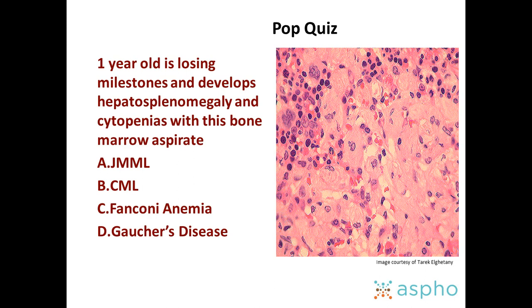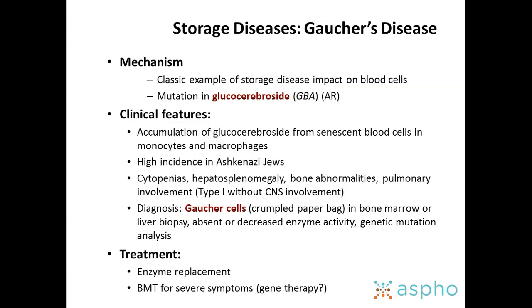So new pop quiz. So you've got this 1-year-old who's losing milestones, develops hepatosplenomegaly and cytopenia. This is the bone marrow aspirate. You see these crumpled bag cells, these gigantic crumpled bag sort of histiocytes. So this is Gaucher's disease. So you can get really severe hematologic problems from Gaucher's disease.